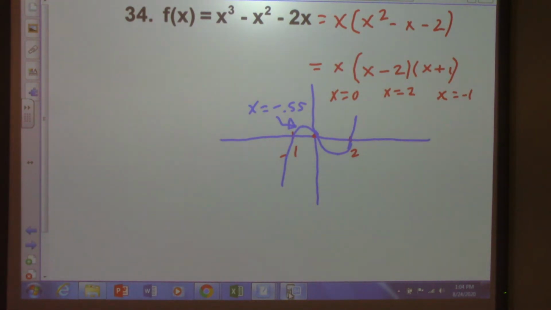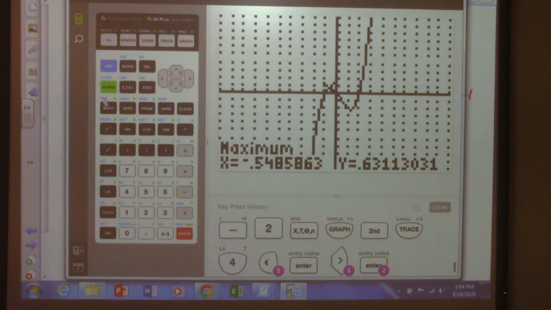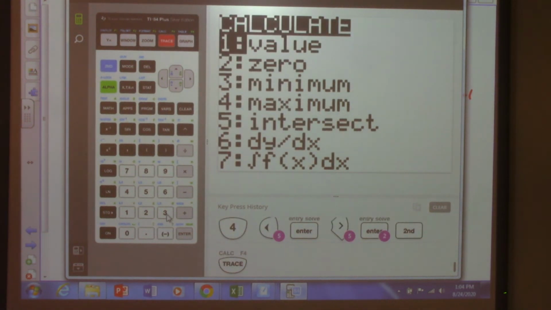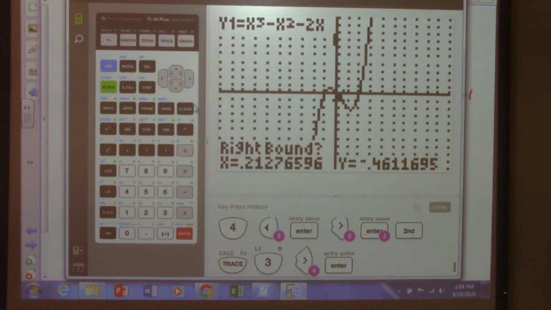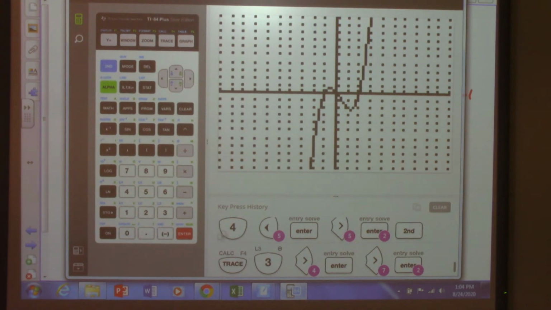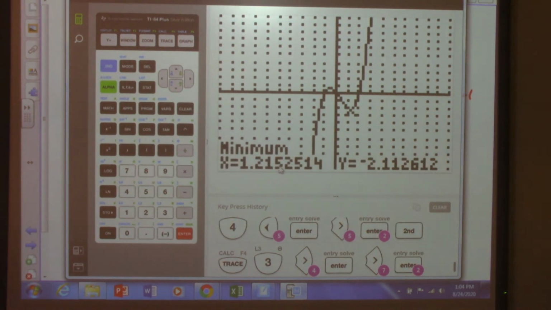And then how do we find the other one? Do the same thing, except we look for a minimum. And then we make sure, okay, get over here, we're to the left bound, right? Press enter and go to the right of the vertex, press enter twice. So here we get x equals 1.22, right? To round to the nearest hundredth.